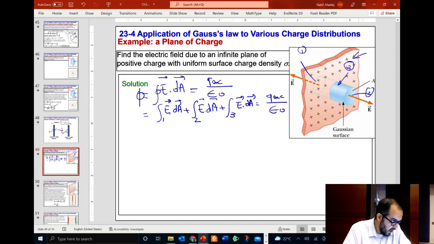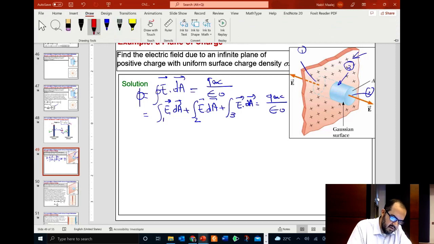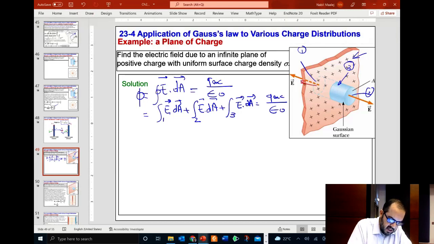For areas 1 and 2, let's draw the area vector. This one has an area vector like this, delta A1. It's parallel to the electric field, and here this is delta A2. It's also parallel to the electric field. So when we do the flux in this case, it is equal to E times the area A. This area is A here. And same thing for the front, so EA plus EA.